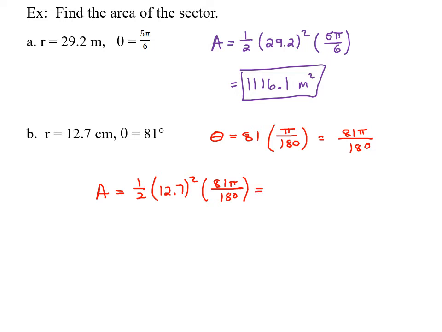And we go back to the calculator and see what happens. 0.5 times 12.7 squared times 81 times pi divided by 180 gives me about 114. It's one decimal, but one decimal after that would be 0 anyway. This is square centimeters because our units are centimeters on the radius.